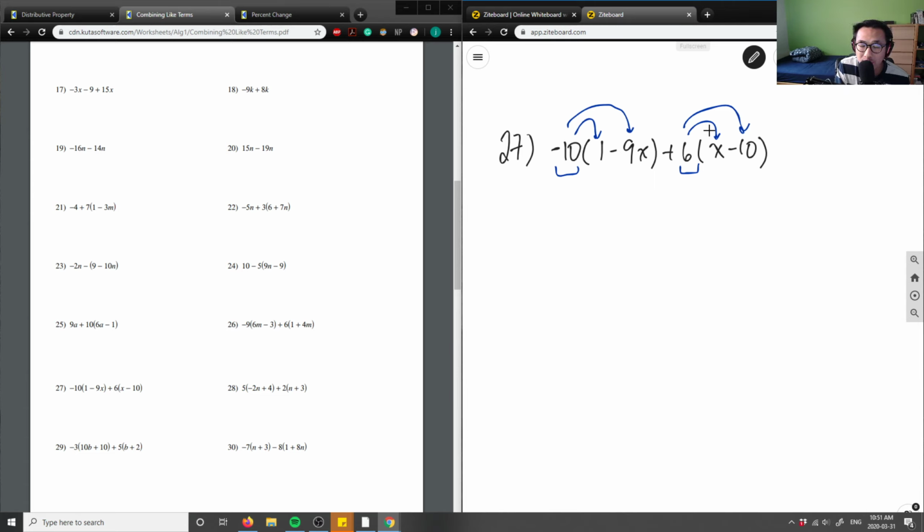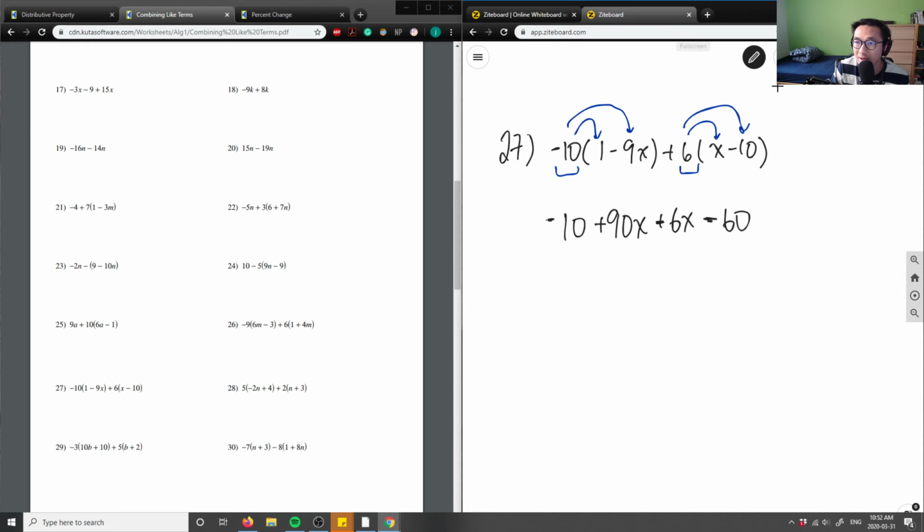So negative 10 times a positive 1 will simply just give me negative 10. So negative times positive still is negative. So negative 10 here. Negative 10 times negative 9 is positive. So 10 times 9 is positive 90x. And then what do we have left? So we distributed the first part, and then we have to distribute the second part, right? So what's 6 times x here? It's just positive 6x. So just plus 6x, and then 6 times negative 10 here. So positive times negative makes it negative. So 6 times negative 10 here is negative 60.